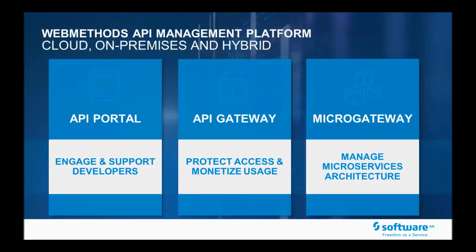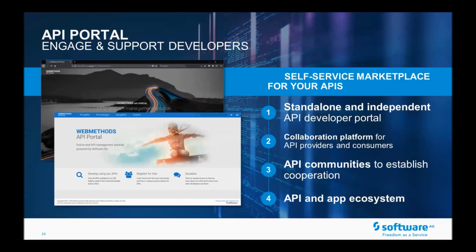Touching upon what builds our API platform, there are three main components: the API Portal, API Gateway, and the micro gateway. I will explain them as we go through some of the details of these products. So API portal, the definition of an API developer portal that I like the most is that it is a place where API consumers and API providers meet. This is a place where the relationship between them is managed.